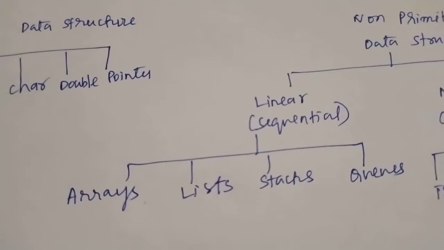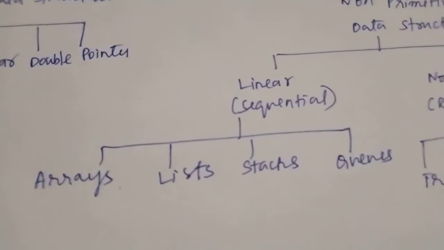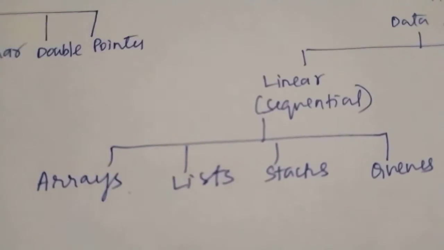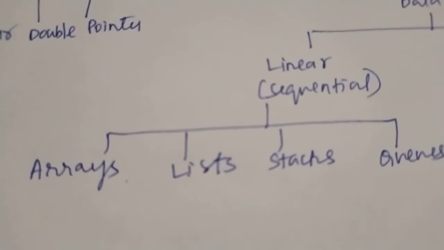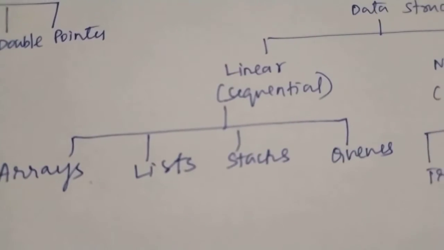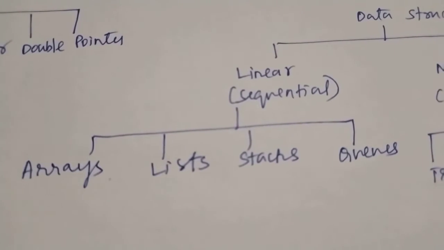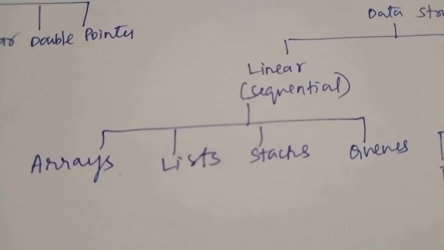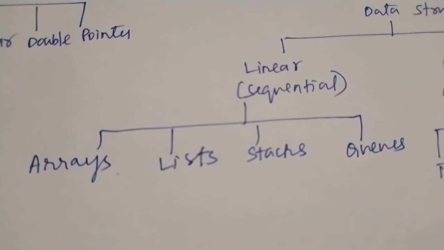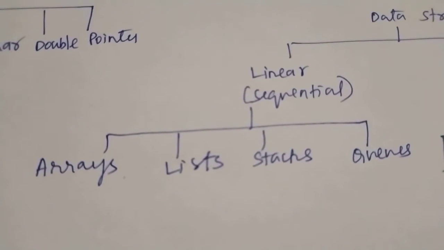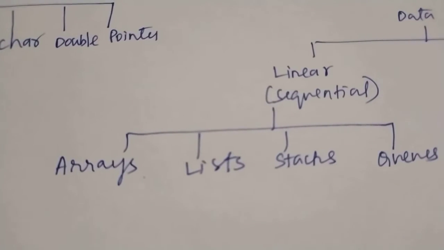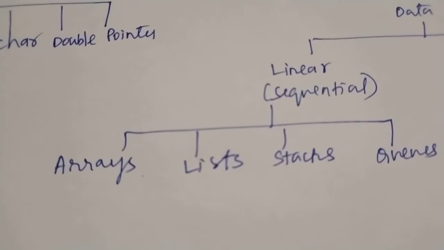Next comes stack and the queue. Stack uses LIFO, last in, first out. Queue is first inserted, first out. First in, first out. Both stack and queue can be implemented using arrays and lists.